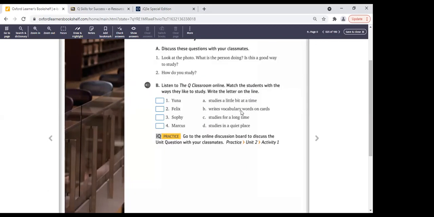To learn new words, you can use flashcards. So you write the word on a card and you write the meaning on the other side. And then you can use these cards. You walk around, you look at the card, what is this word? You think, okay, is this what it means? And then you check if you know the meaning of the words. Studies for a long time or studies in a quiet place.